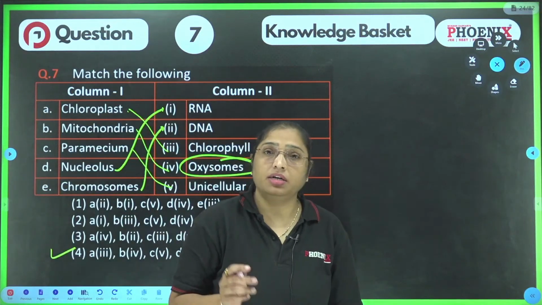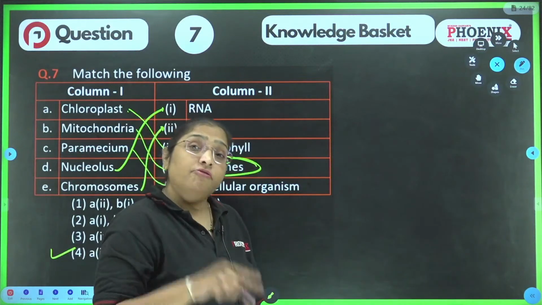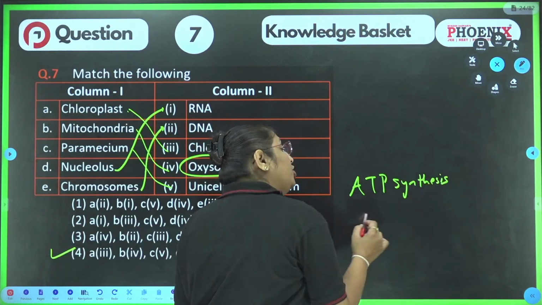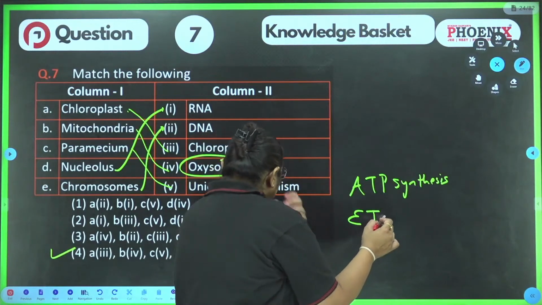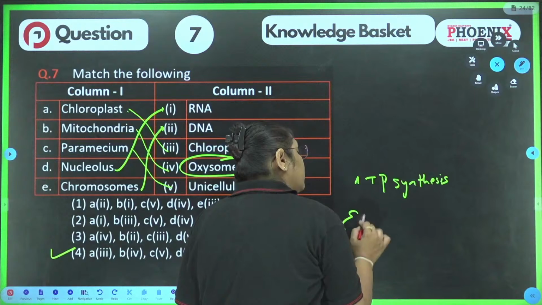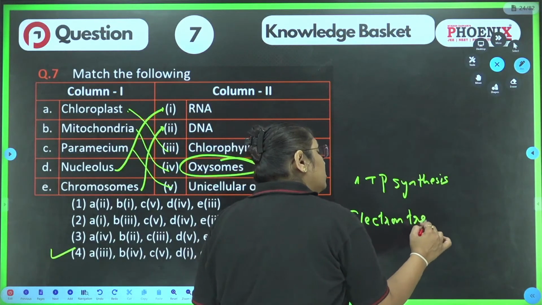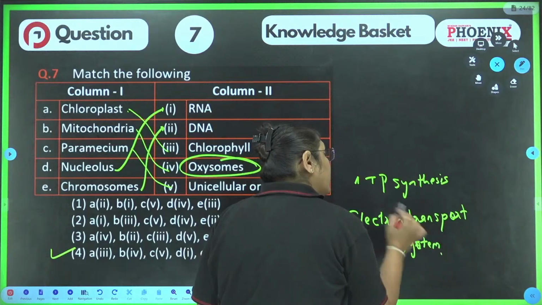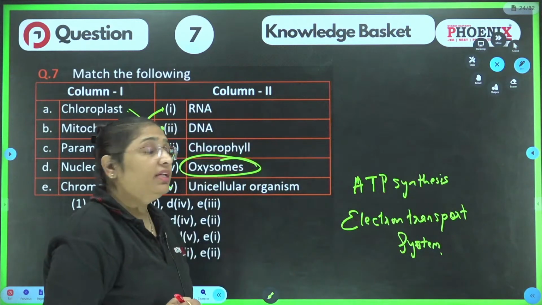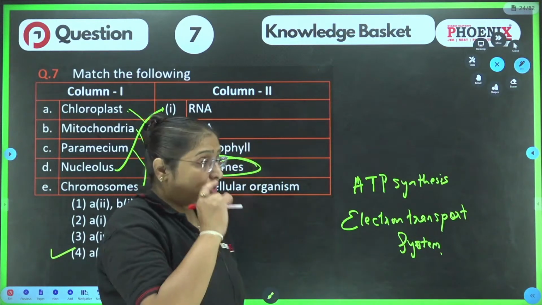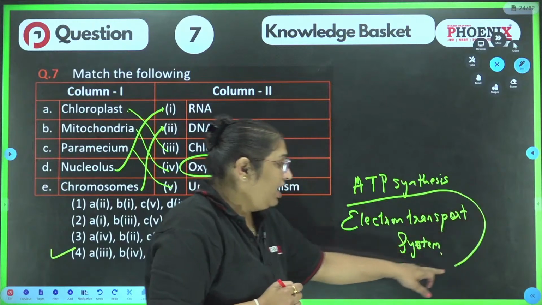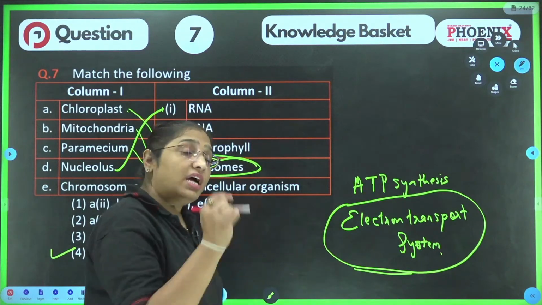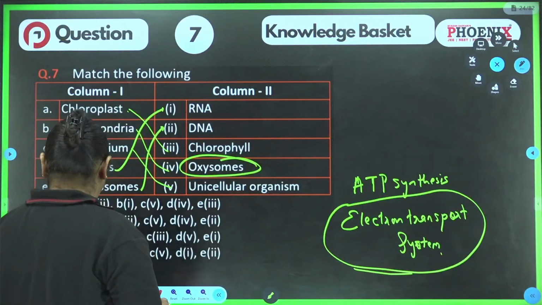Oxysome is a part which is present in the mitochondria, which helps in the ATP synthesis during the electron transport system. जो माइटोकॉन्ड्रिया है, जो हम बोलते हैं दैट ATP इज प्रोड्यूस्ड बाय द हेल्प ऑफ माइटोकॉन्ड्रिया. ओके, सो इन डिटेल वो कैसे होता है, इलेक्ट्रॉन ट्रांसपोर्ट सिस्टम्स की वजह से होता है, और उसमें जो ATP सिंथेसिस होते हैं दैट इज डन बाय द ऑक्सीसोम्स.